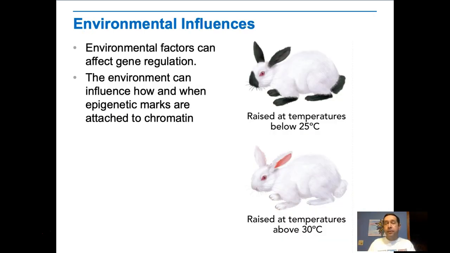The environment can also influence which genes are regulated, things like temperature. It can influence how and when epigenetic marks are added to chromatin. So in the Himalayan bunny here, in the areas of the body where the temperature is below 25 degrees, it produces the black pigments in the ears and the nose and the tail and the feet. But if the temperature gets raised and those areas don't get cold enough, it doesn't produce those colors.